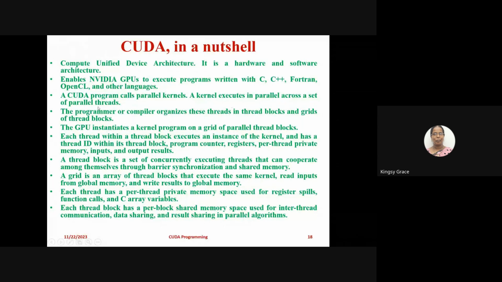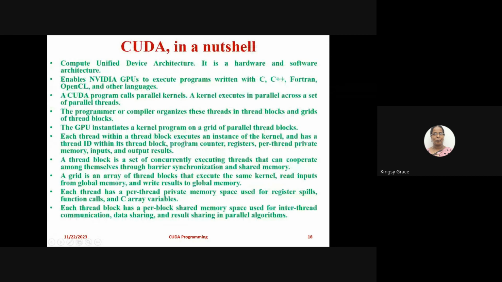And all the remaining things. So already we have seen all those things. So the programmer, otherwise the compiler, can organize the threads in thread blocks, and grids of thread blocks. Okay, and so a kernel program runs on parallel thread blocks. Each thread within the thread block executes an instance of the kernel and has a thread ID within its thread block. So program counter, registers, per-thread private memory, input and output results, everything is available.